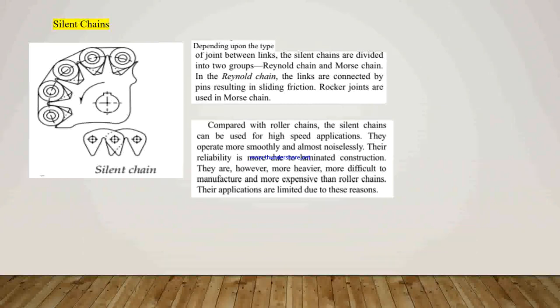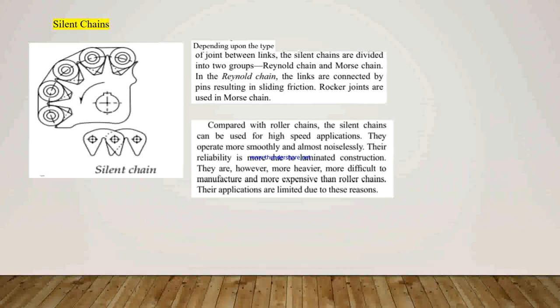In the Reynolds chain, the links are connected by pins, resulting in sliding friction, and in the Morse chain, rocker joints are used. When compared with roller chains, silent chains can be used for high-speed applications. They operate more smoothly and almost noiselessly. Their reliability is higher due to laminated construction. They are, however, heavier, more difficult to manufacture, and more expensive than roller chains. Therefore, their applications are limited for these reasons.